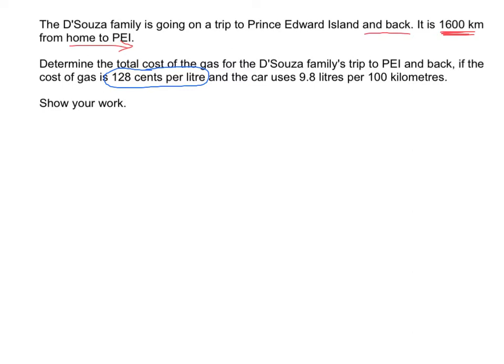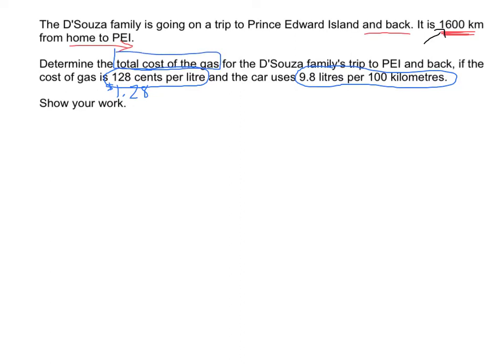Or, how do we write this as a dollar amount? That's right, $1.28 per liter. Well, do we know how many liters the car uses? It uses 9.8 liters for every 100 kilometers it travels. But the car travels a total of 1,600 kilometers one way. So what do we need to find here? Well, they're asking us to find the total cost of gas. So where do we begin?